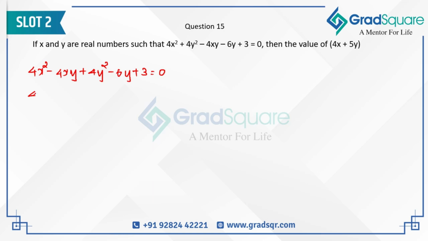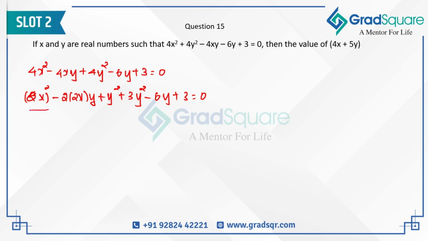Now I'm going to write this as (2x)² − 2 times 2x into y. Why am I writing in this form? Because if I'm able to write this in the form of a² − 2ab + b², then I can group them and write it as (a − b)². So if y is your b term, then I need a y² here. And the remaining terms will be 3y² − 6y + 3 = 0.